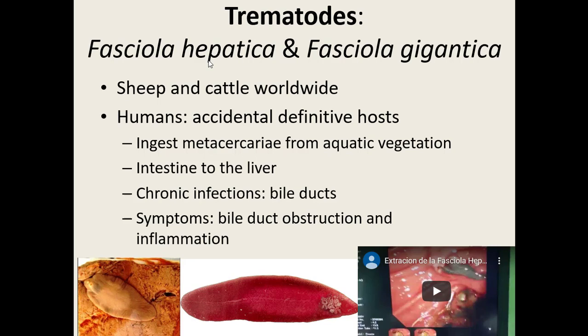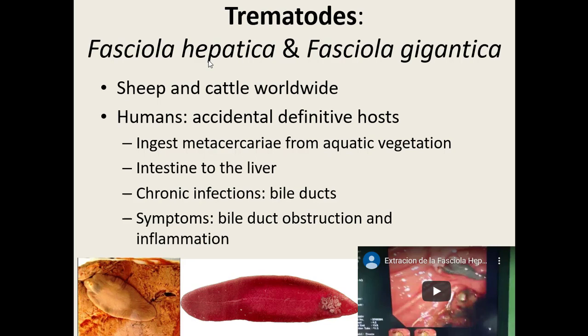They are found usually in sheep and cattle worldwide, and we are accidental definitive hosts. So we're a definitive host, which means it can develop into its adult stage in us, but it generally doesn't complete its full life cycle. Once it gets into us, that's where the life cycle usually ends. So we're accidental hosts.